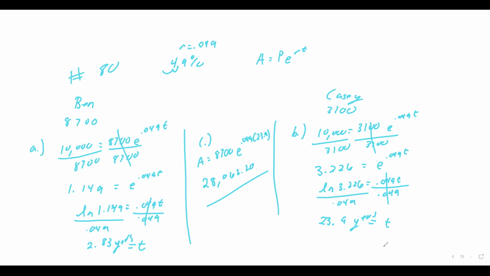All righty. Next thing I need, last question, and this will just wrap it all up. Number 81 says cesium-137 has a half-life of approximately 30 years. So half-life would be 30 years. How long would it take for 160 grams to become 159 grams?